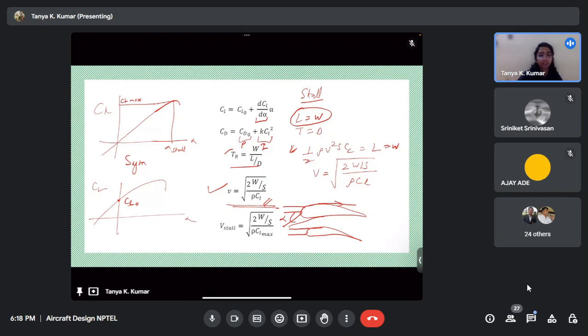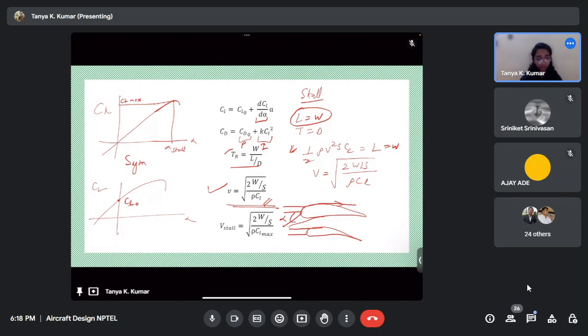All of you had given varying answers, but they're all right. Stall is when it's the minimum velocity required to maintain L equal to W. Less than that, it will not produce enough lift. So similarly, if you fly beyond alpha stall, it will not produce sufficient lift. Okay, so let's move on.